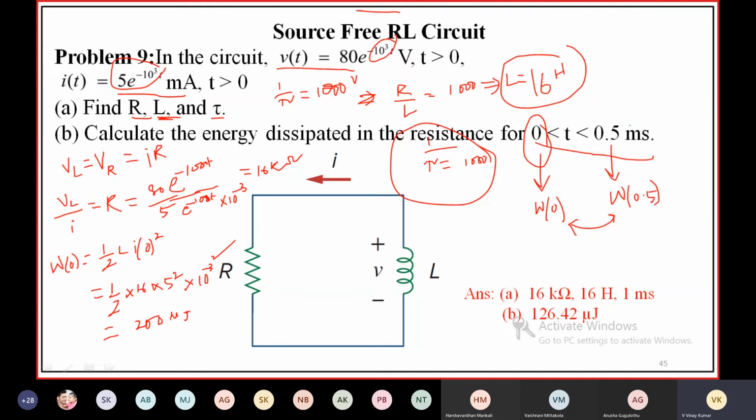Now let us find the energy at t equal to 0.5 milliseconds. Half L I square.